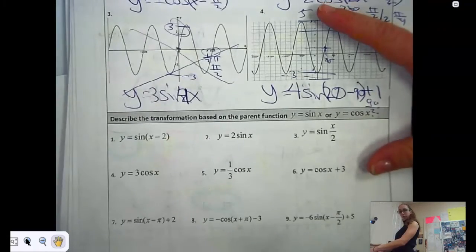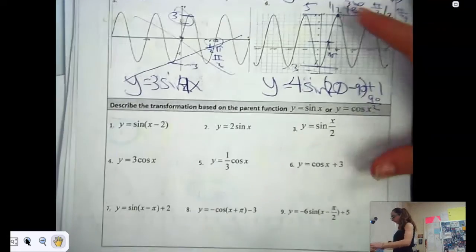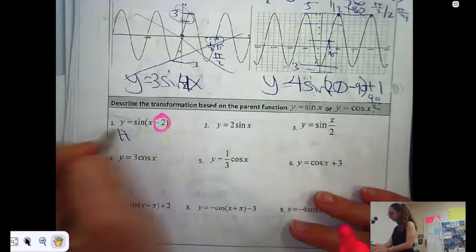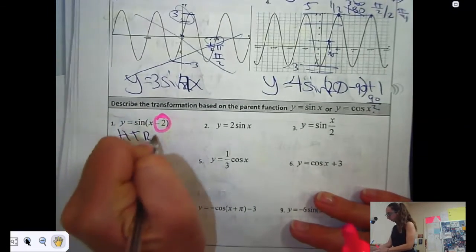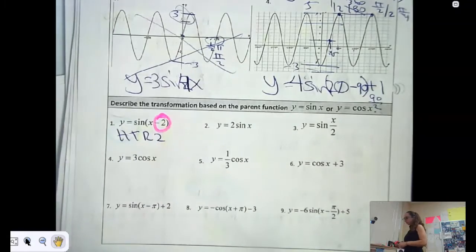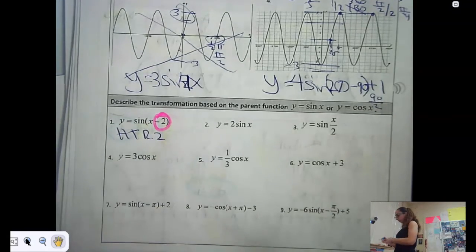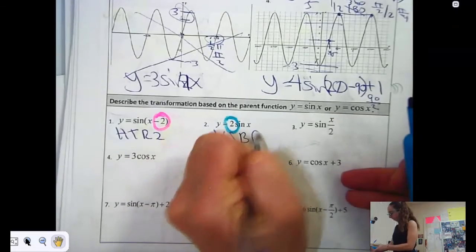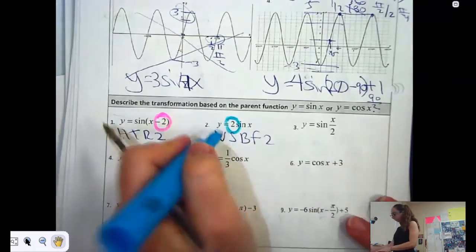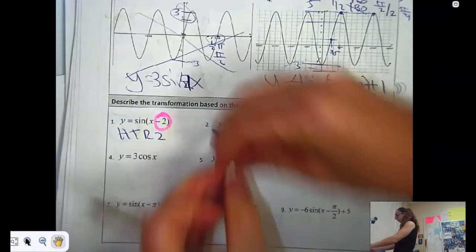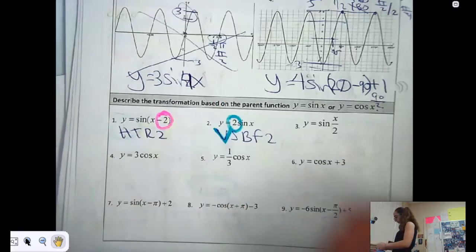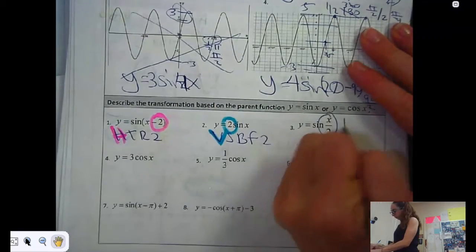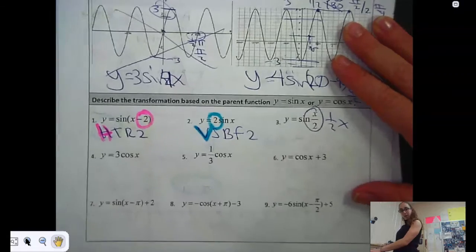All they want is the transformations. So, anytime I see it's with the x, not a straight shooter, boom, horizontal translation, right 2. Okay? What would be this one? Vertical stretch by a factor of 2. Okay? That means it vertically stretches, which is your amplitude. Let me show the difference there.